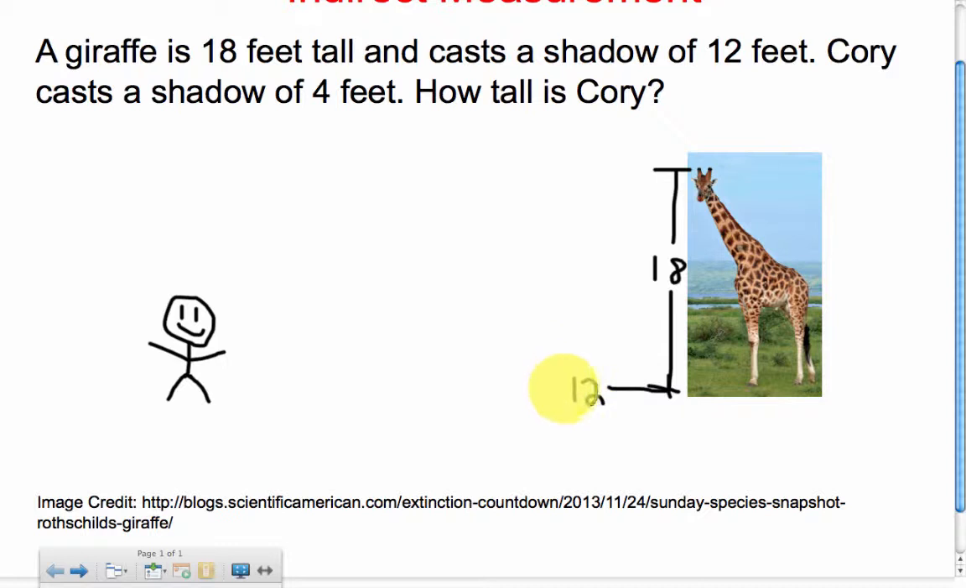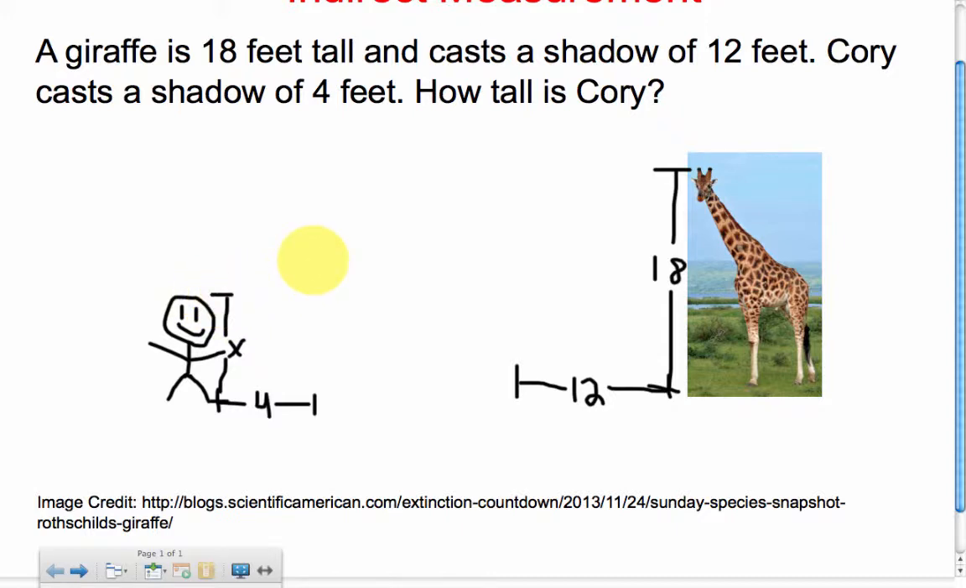We then have Corey, and the only information we have about Corey is that his shadow is 4 feet long. So starting down by his foot, we'll come out and indicate that his shadow is 4 feet. And the question asks us to determine how tall Corey is. And since we're working with algebraic ideas here, any missing piece of information we can always identify with a variable such as x. So I'm going to use x to indicate Corey's height.